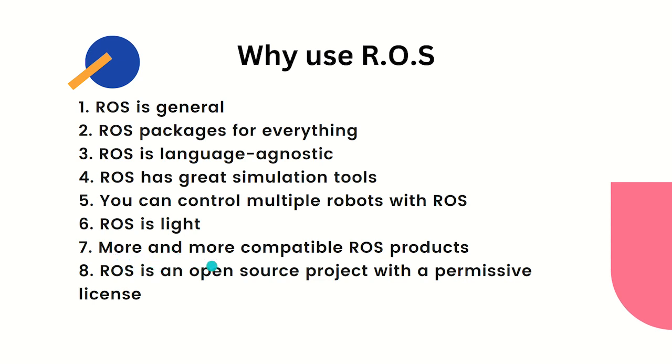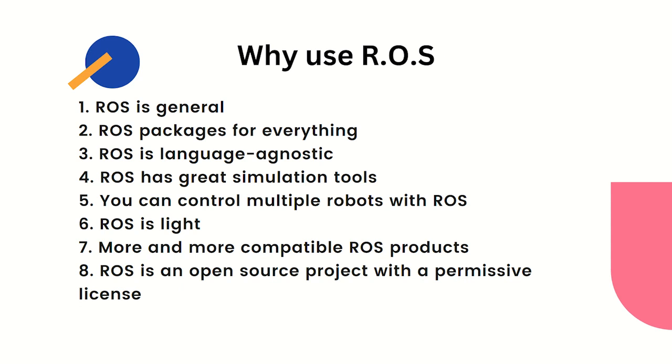Now the seventh point is more and more compatible ROS products. When you build a robot, you don't necessarily want to reinvent or recreate every part of it. You might want to focus on some development points and integrate the rest from other manufacturers. The good news is that you can find many robotics products such as grippers, controllers, boards that already have ROS packages. Now the eighth point is ROS is an open source project with a permissive license.